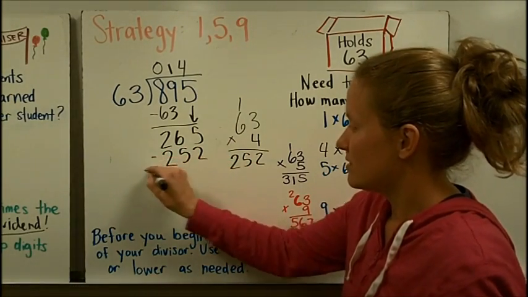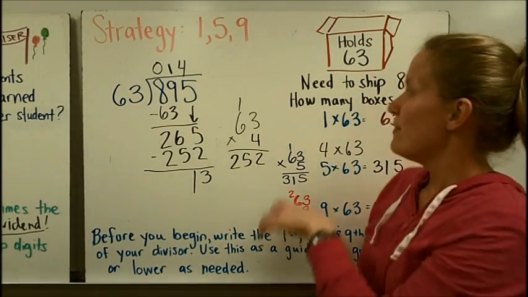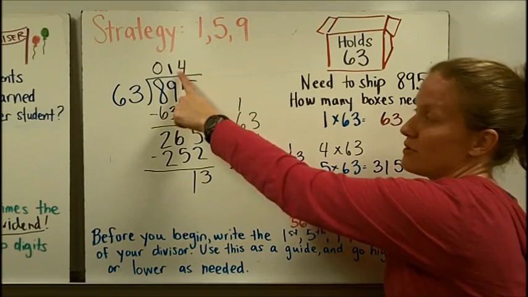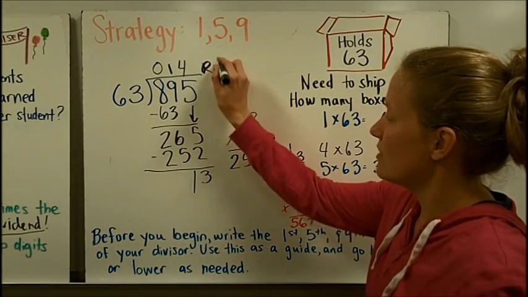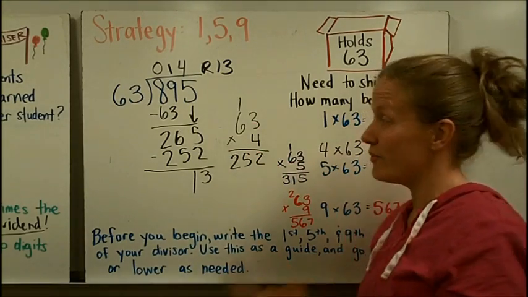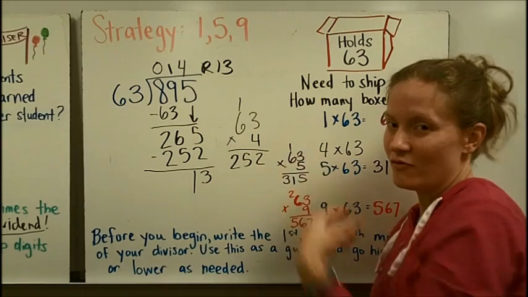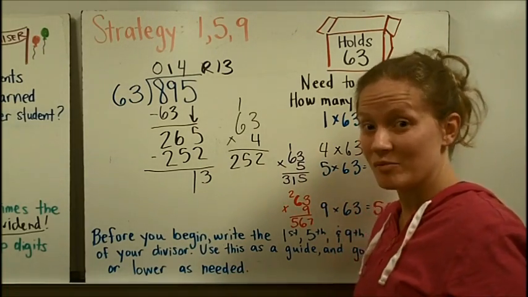252, subtract. Now, this means in our story that the shipping company is going to need 14 boxes of 63, but then we have this remainder of 13. And what that tells me is that they're actually going to need one more box because they have 13 left over. You can't just not send them. So they're going to have one more box that's not completely full.